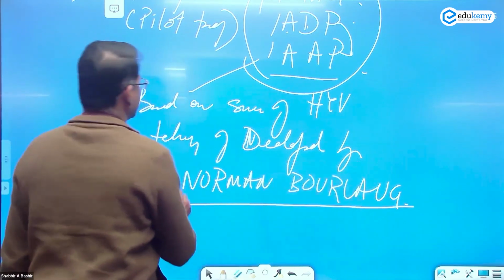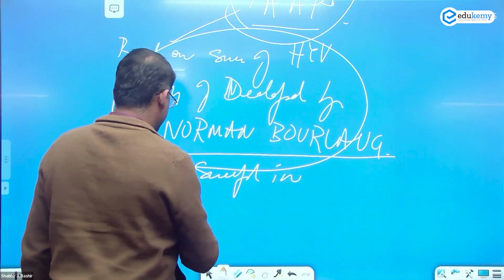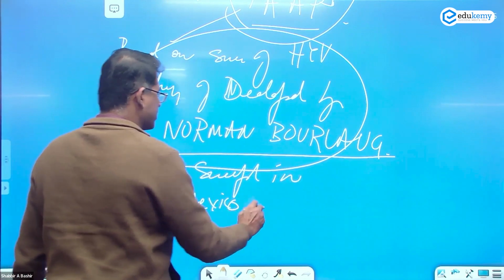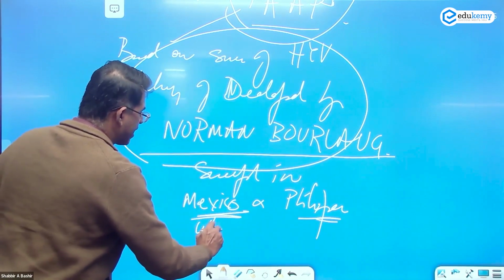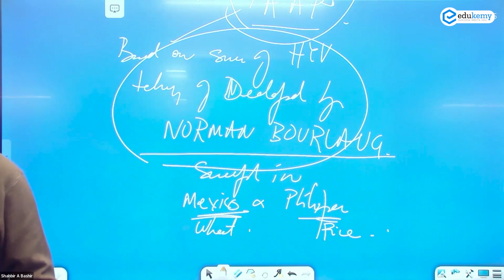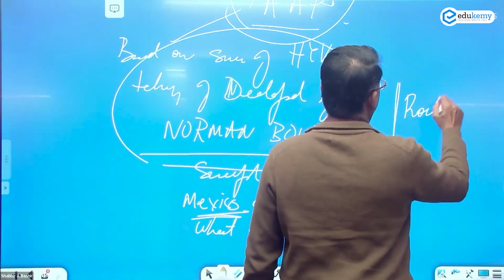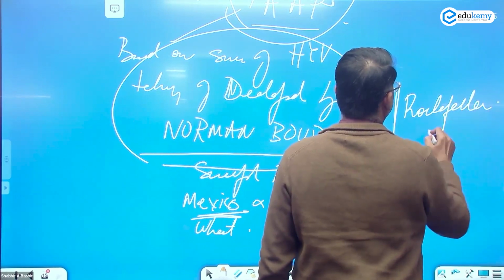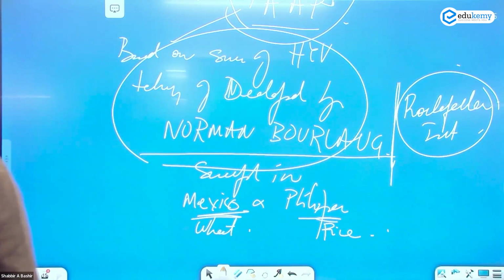And this technology was successful in Mexico and in the Philippines. In Mexico they had tried wheat, in the Philippines they had tried rice, and it was successful. A technology by Norman Borlaug, who worked for an institute called the Rockefeller Institute, successful in Mexico and in the Philippines.